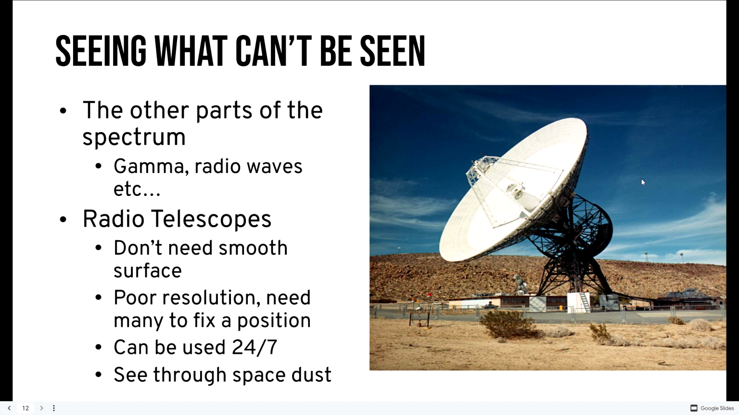One big array of these is the SETI Array. It's out in the desert in the western United States. It's been around since the 80s, if not the 70s. They're out there searching for alien life.